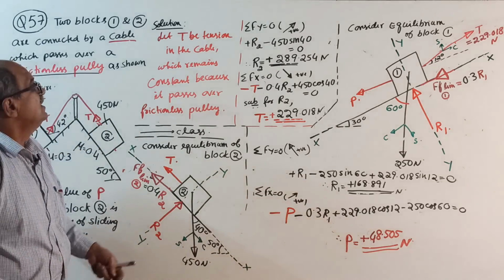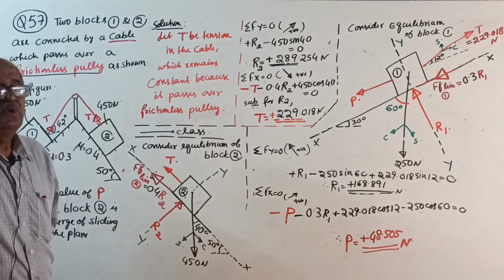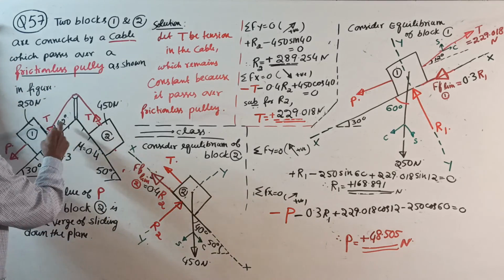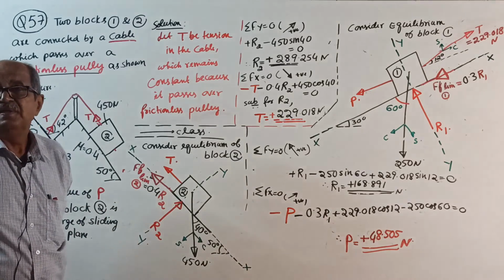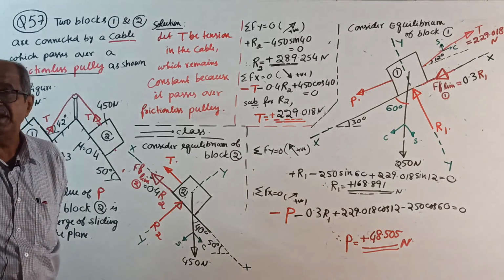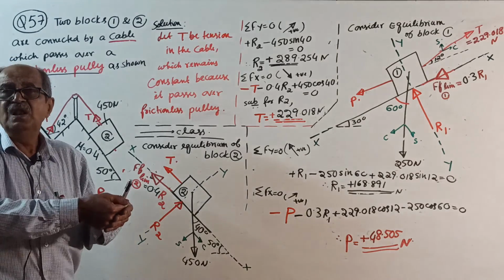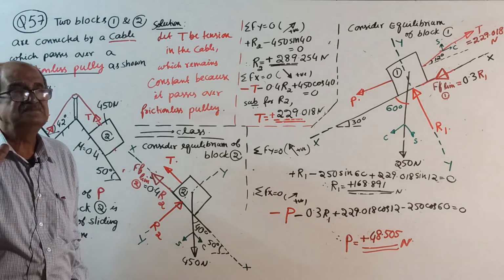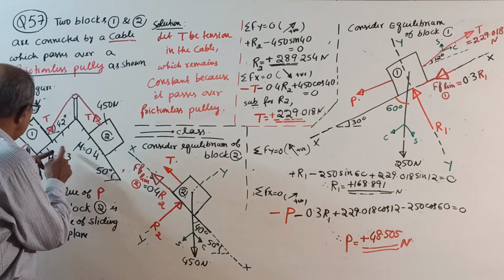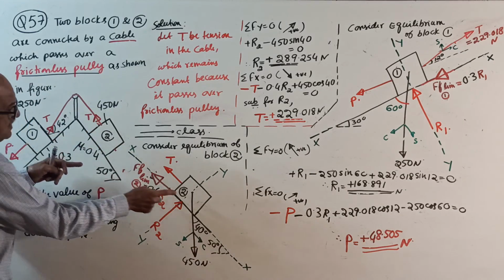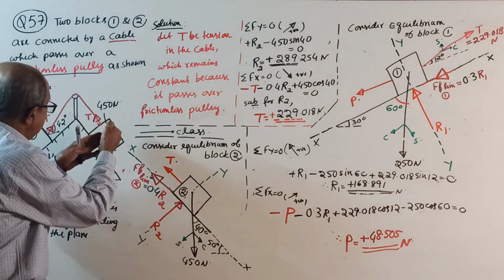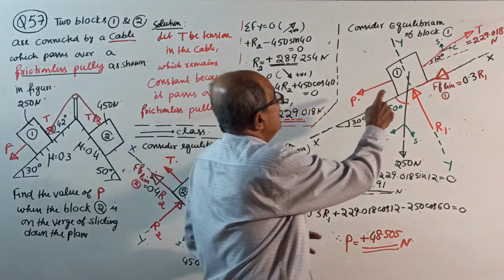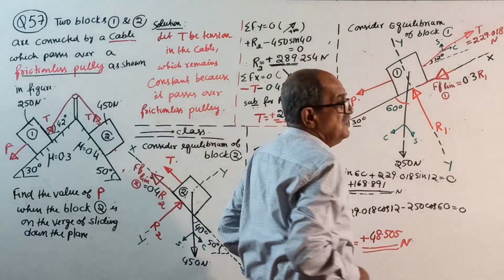Or understood. When you consider equilibrium, even if this is not written, you should remember one thing. When the connecting member is in tension, it will pull the member connected. See, when you consider block 2, if this is tension, it will pull it here. Likewise, block 1 also, it will pull it. This is all I told you.